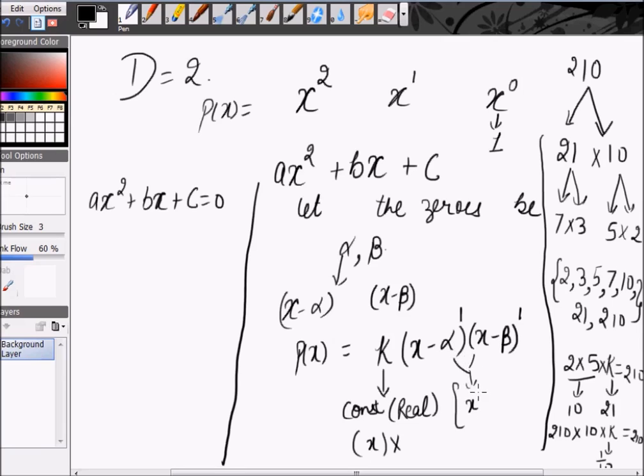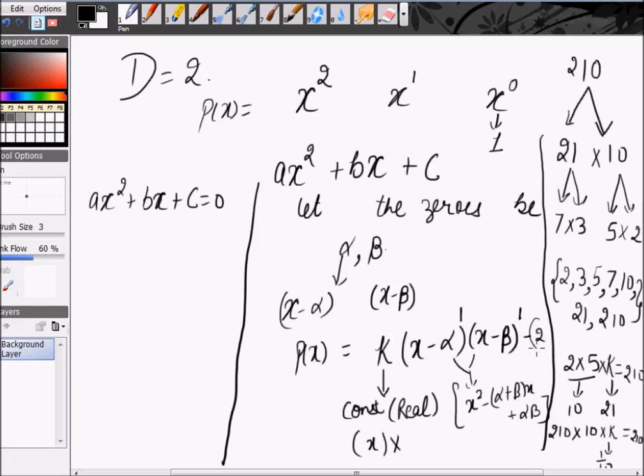This on decomposition will give x square minus alpha plus beta x plus alpha beta. Now we have degree 2 here, and the degree of the original polynomial was also 2. Therefore, there is no need to multiply any variable x to increase this degree to the polynomial p of x. Thus, k is a constant, more precisely a real constant.